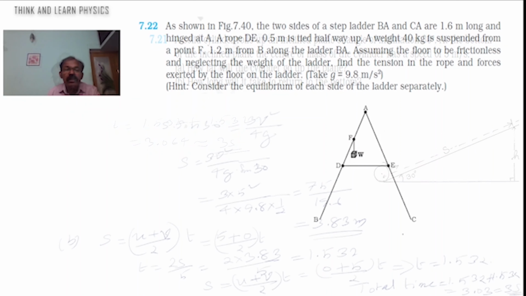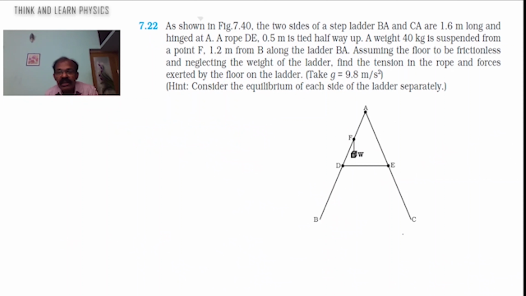Okay. As shown in figure 7.40, the two sides of a step ladder BA and CA are 1.6 meter long and hinged at A. A rope DE 0.5 meter is tied halfway up. A weight of 40 kg is suspended from a point F 1.2 meter from B along the ladder BA. Assuming the floor to be frictionless and neglecting the weight of the ladder, find the tension in the rope and the forces exerted by the floor on the ladder. Take small g equals 9.8 meter per second square. Hint: consider the equilibrium of each side of the ladder separately.